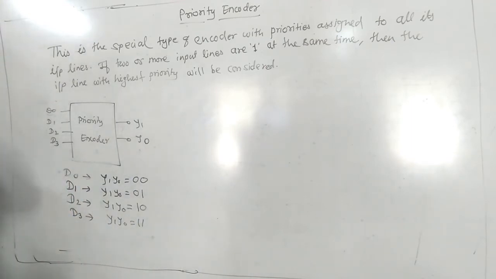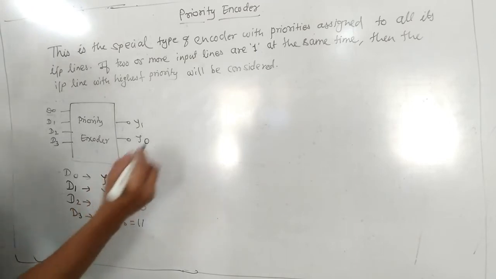So the inputs have been assigned priorities. D0 has the lowest priority, D1 has higher priority than D0 but lower than D2 and D3. Again, D2 has higher priority than D0 and D1, but lower than D3. The input D3 has the highest priority. If we select any input line from these 4 input lines, these are the outputs that will be displayed on Y0 and Y1.